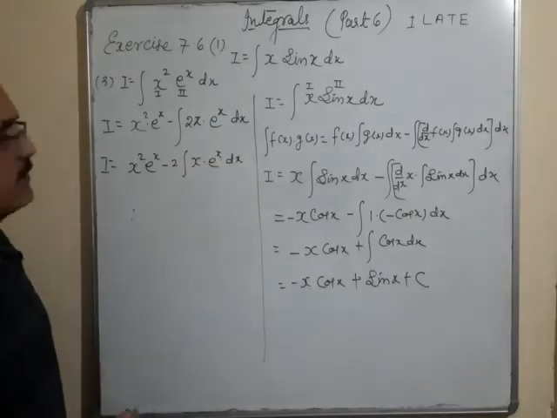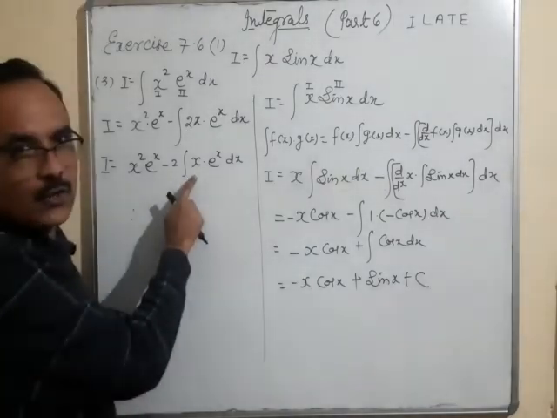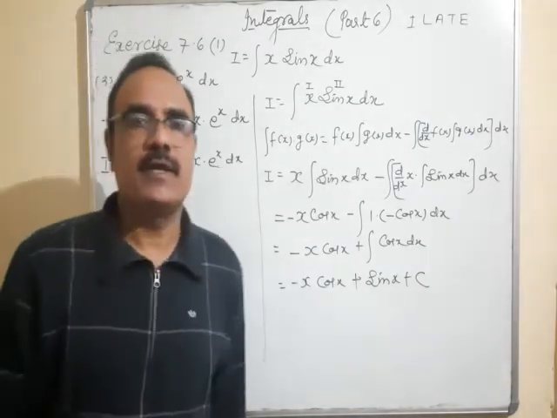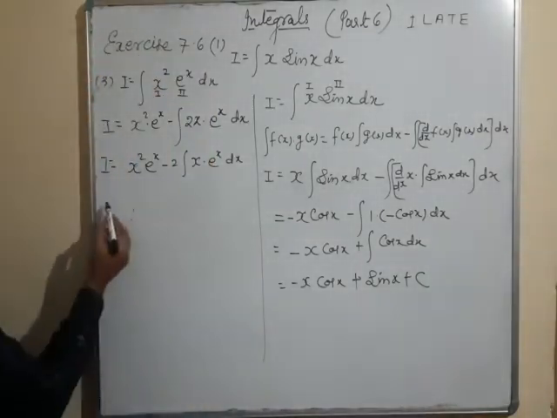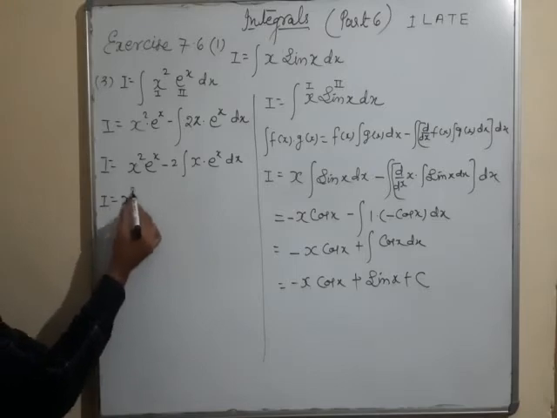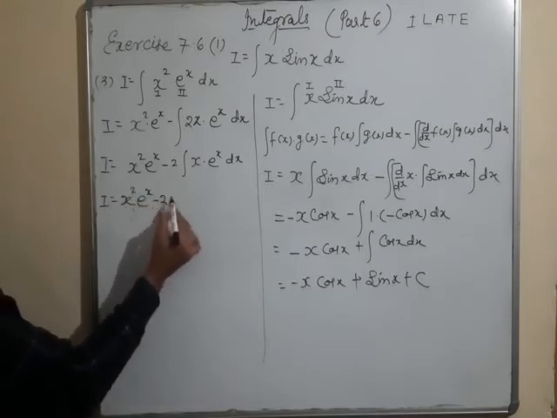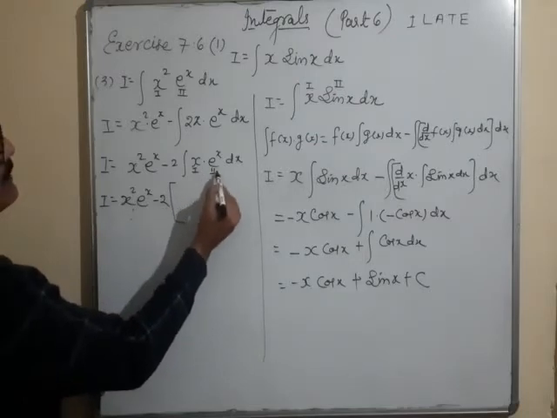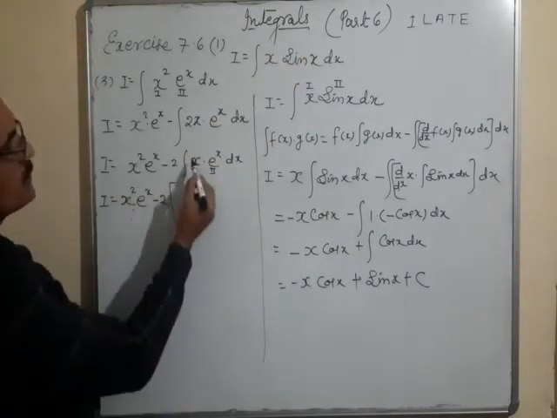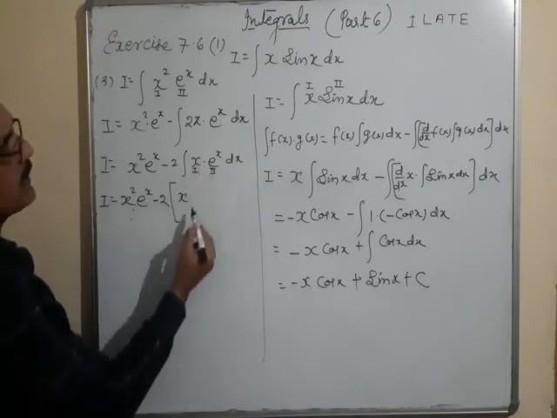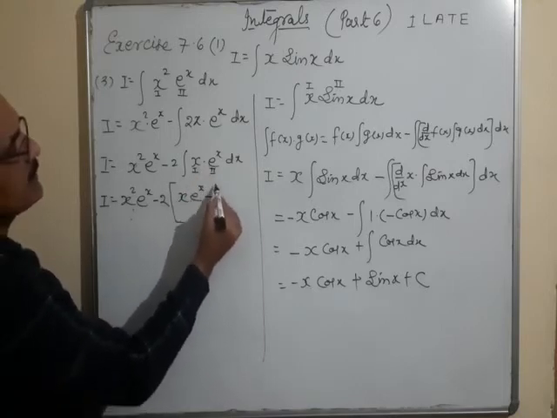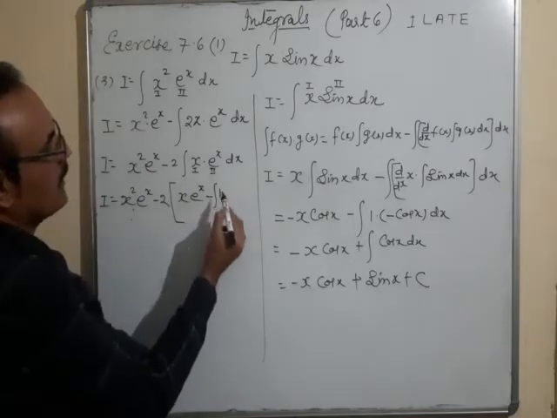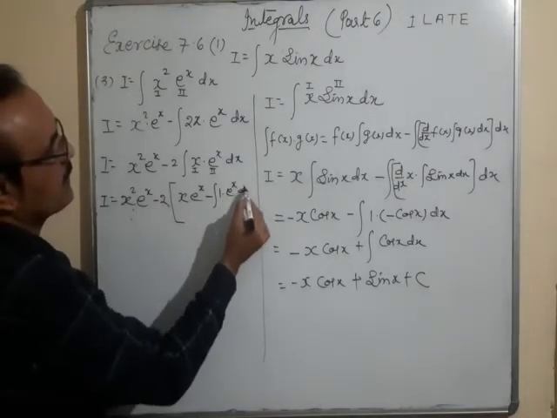Again you are seeing that here there are two functions, one is x, second is e to the power x. So again using integration by parts here. I is equal to x square e to the power x minus 2 bracket. This will be taken as first, this as second as per the rule. First function x, integration of second function e to the power x, minus differentiation of x, that is 1, and integration of e to the power x dx.